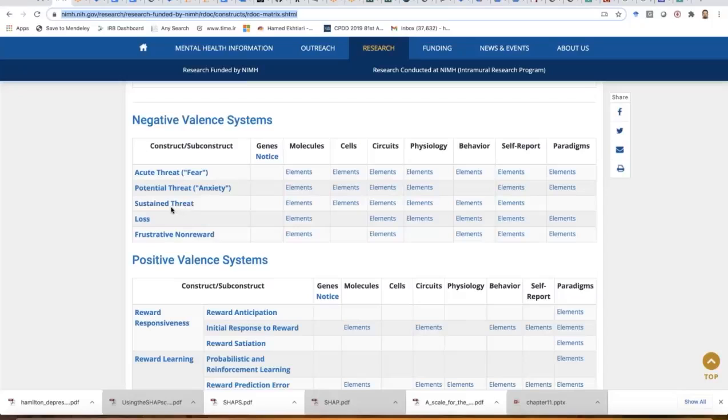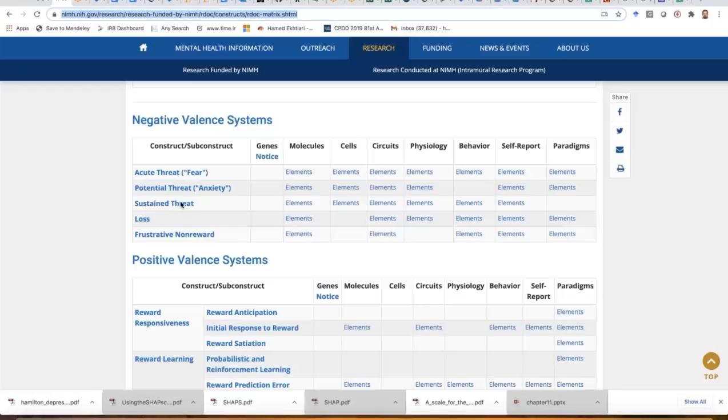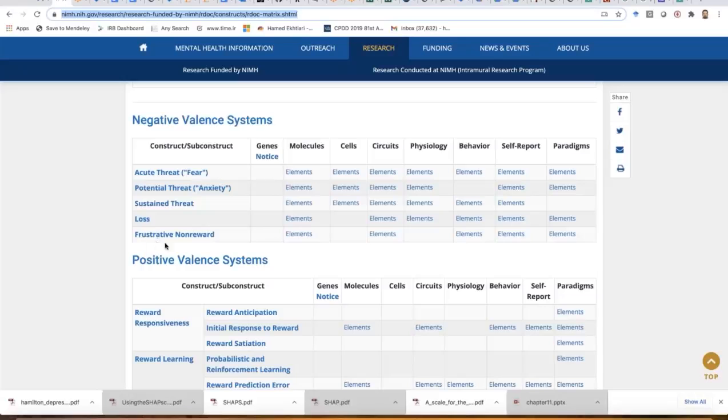And then we have sustained threat, which is what we call chronic stress, or those who have a stress disorder like post-traumatic stress disorder, PTSD, or those who have childhood trauma. This is called sustained threat: something that has been sustained for a long period of time, which is chronic stress and things related to that. And then we have loss, and then we have frustrative non-reward.